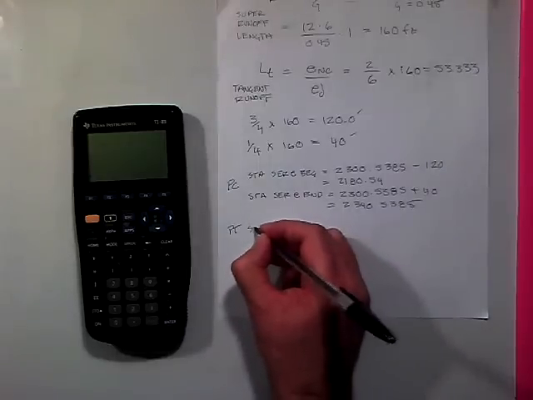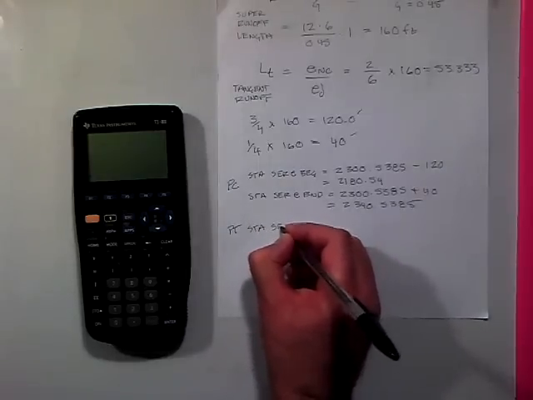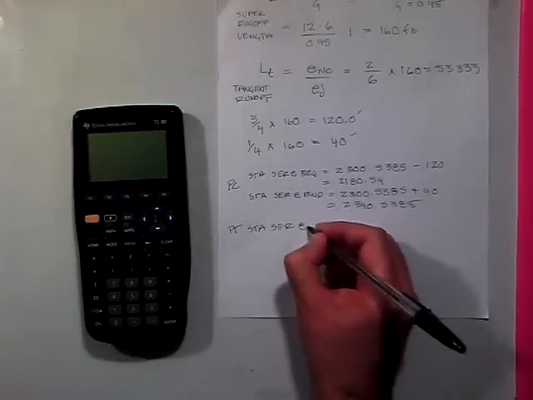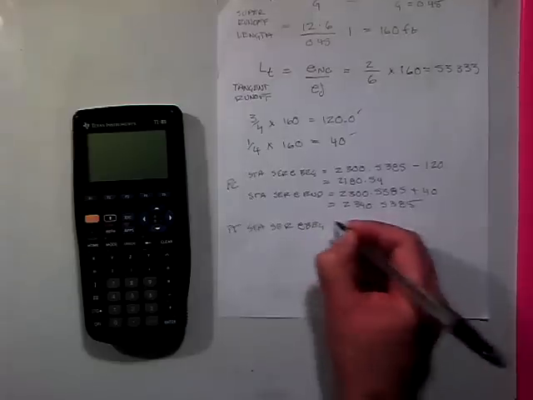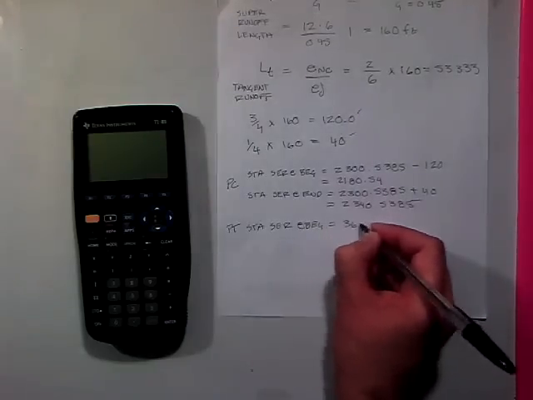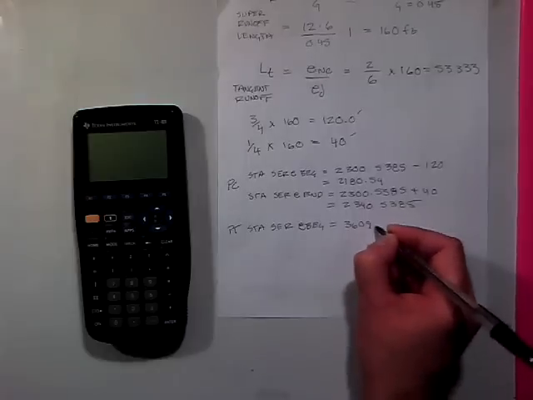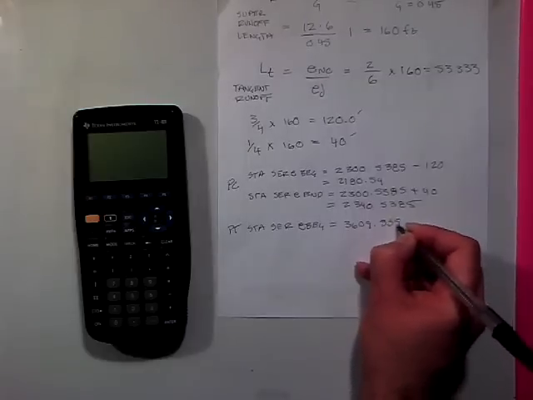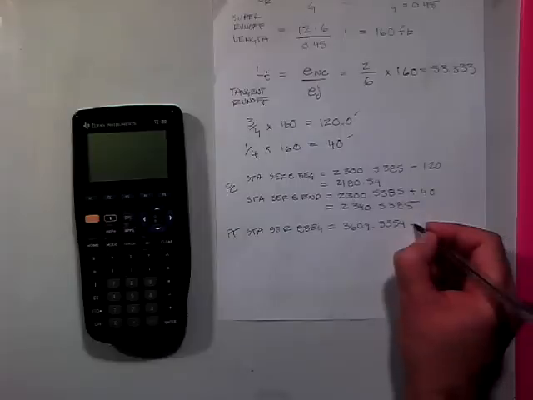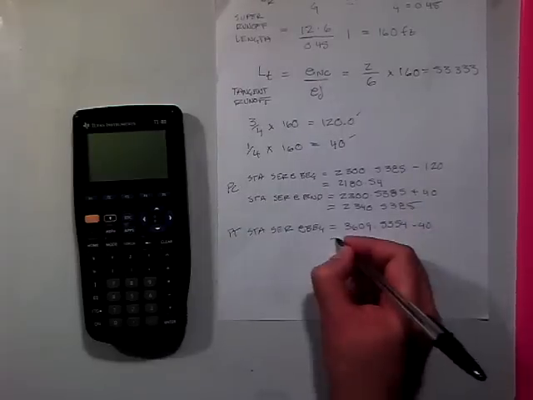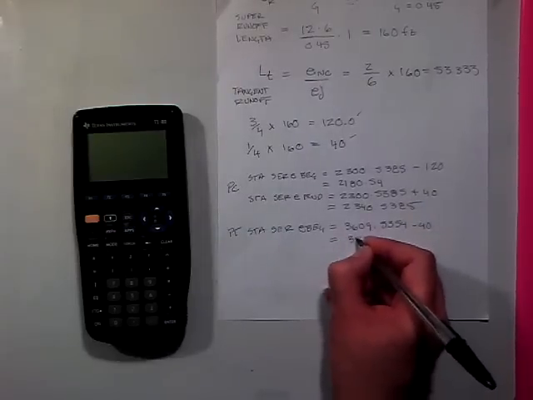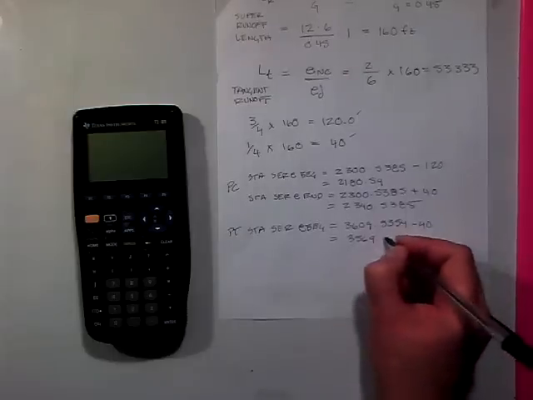station SER at beginning is 3609.5354 minus 40. That equals 3569.5354.